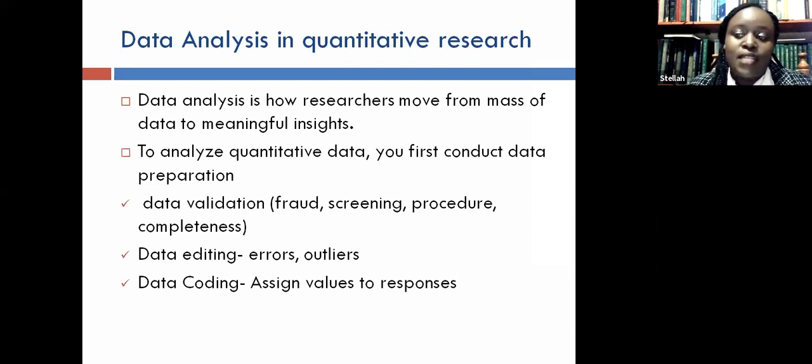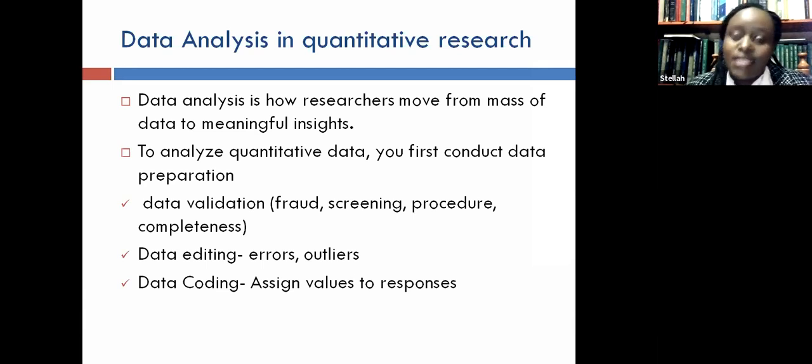So before you start analyzing, it is very, very important that you validate your data. Look out for fraud. Was the research really conducted? If you wanted to conduct interviews, you sent out your research assistants. Were the interviews conducted per se? Were the questionnaires filled, or did they sit in a room and do the filling?